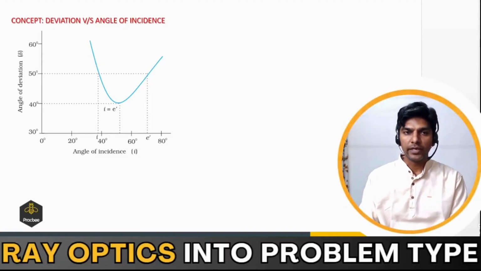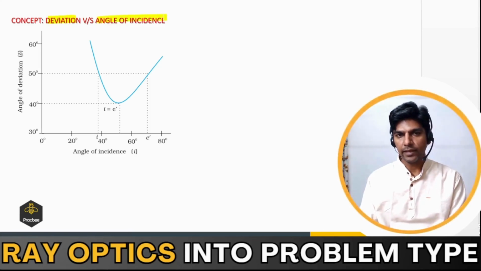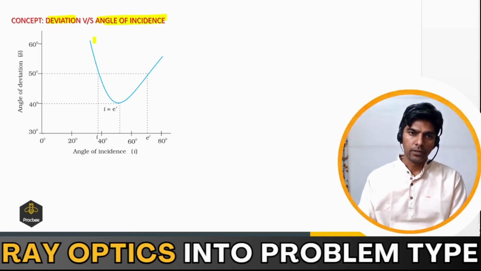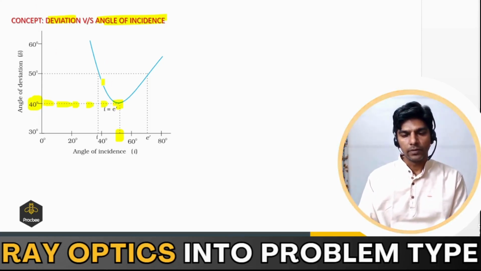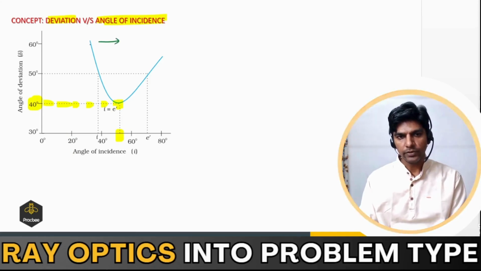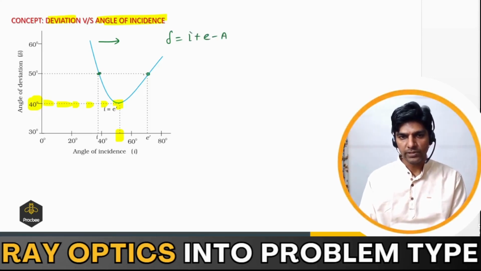Now the next problem type is the graph between deviation versus the angle of incidence in case of a prism. Now if you look at this graph, there will be an angle of incidence at which the deviation will be minimum, right? Clear? So as we increase the angle of incidence, what happens? The deviation first decreases and then it increases. And if you consider 2 points on the graph which have the same angle of deviation, and we know the angle of deviation is I plus E minus A, right? So these 2 points have the same angle of deviation.